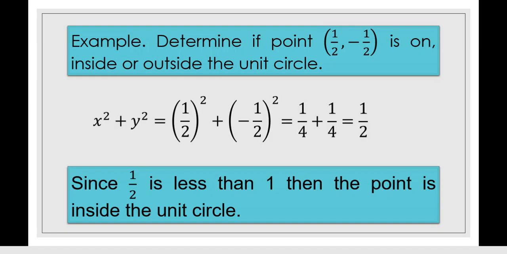So, we only have 3 conditions. Kapag ang na-compute natin using x squared plus y squared is less than 1, then the point is inside the unit circle. If greater than 1 naman ang ating na-compute, that is outside the unit circle na. And if our computed number or the resulting number is 1, then that point is on the unit circle.